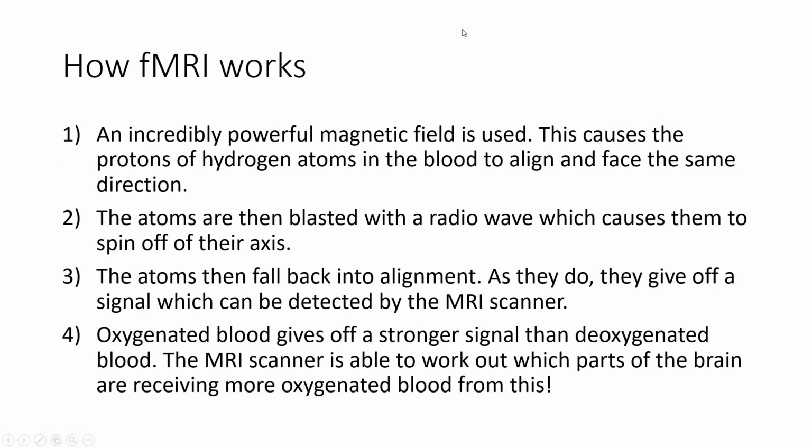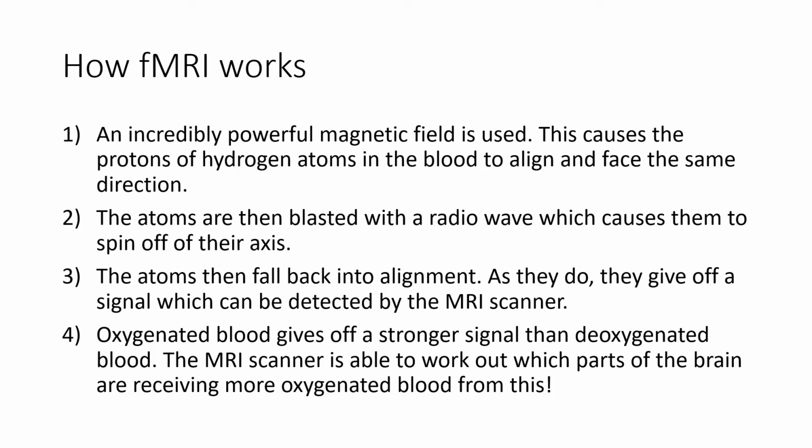So fMRI works by blasting them with an incredibly powerful magnetic field. This doesn't do any harm to you, but what it does do is cause the protons of the hydrogen atoms in the blood to align and all face in the exact same direction along a particular axis. What then happens is once they're all aligned, the atoms are blasted with radio waves, which causes them to spin off of that axis. When they turn off the radio wave, the atoms then line back up with the magnetic field. But as they do, they give off an electromagnetic signal, which is what is detected by the MRI scanner.